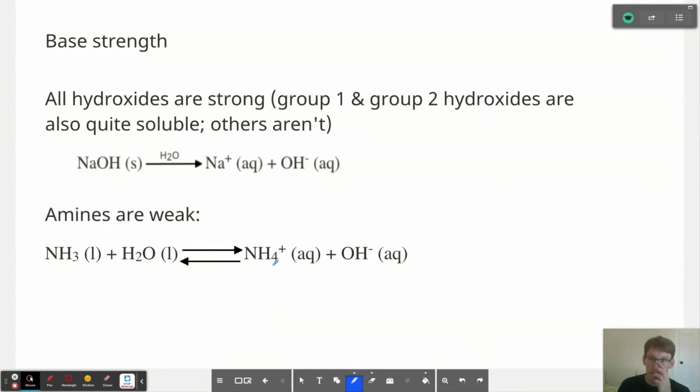As for bases, the hydroxides will dissociate because you've got this ionic compound. All hydroxides are strong, but the group 1 and 2 hydroxides are quite soluble, and so with those, you'll be able to actually see a significant strength of basicity. So, this could be NaOH, LiOH, we could have KOH. These are the group 1 hydroxides. There's also calcium hydroxide. There's barium hydroxide. These are all strong bases.